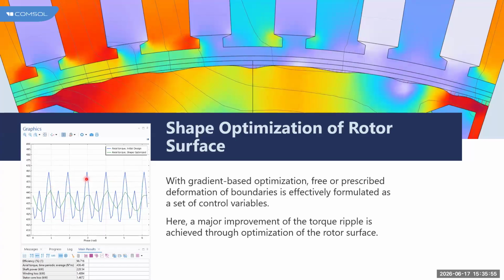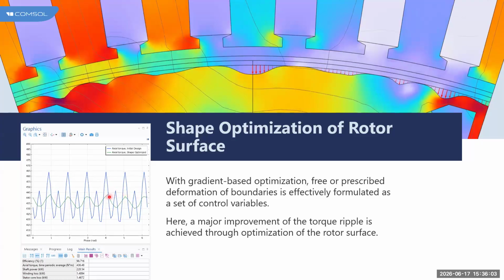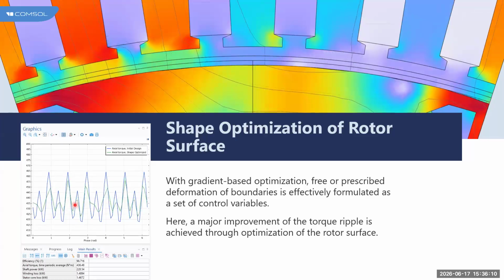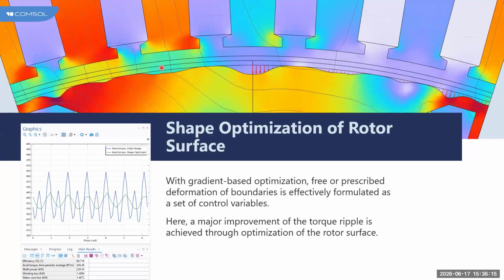The blue solid line is the initial ripple that you have, and the green solid line is the final design after shape optimization. So you have a large reduction in the torque ripple characteristics, which is a profile that no human designer would find through intuition alone. This is the kind of improvement that gradient-based shape optimization is uniquely good at delivering. So this is where shape optimization plays a major role.